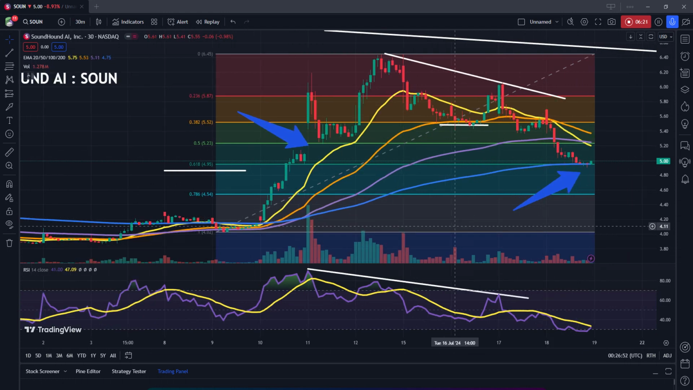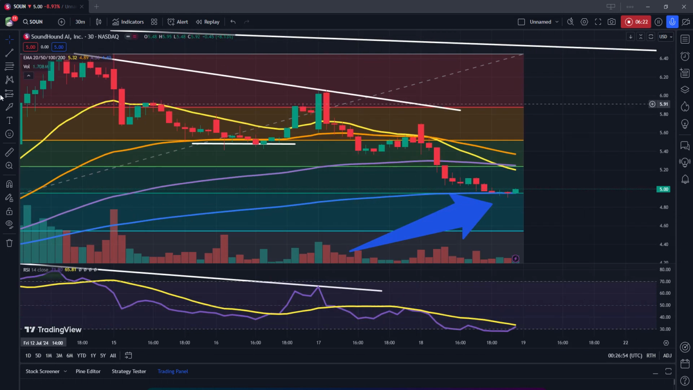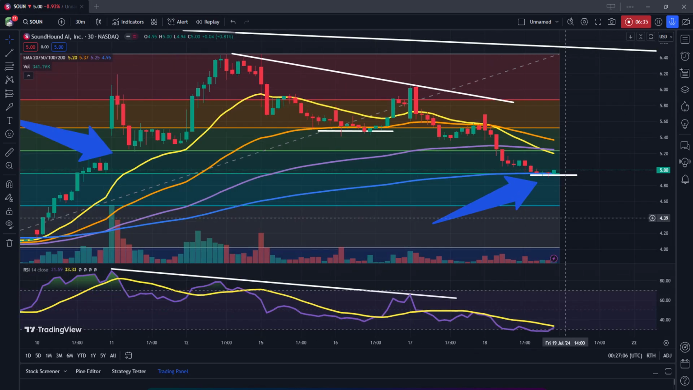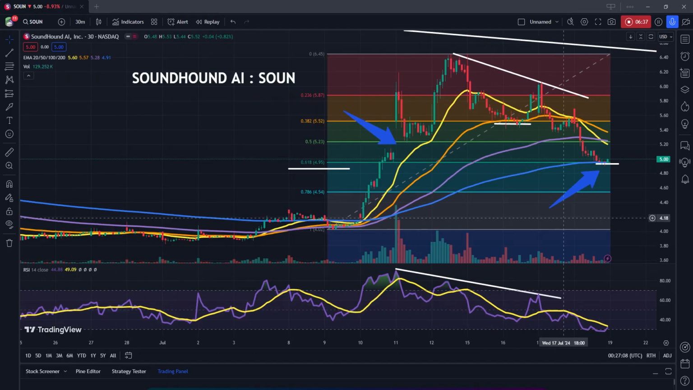So, the real question here really just comes down to one major level. And it is this 61.8% retracement. It's just below the $5 mark. So, what really is going to need to occur here is the market is going to need to overlook the fact that this psychological level was broken, this $5 handle was broken, and start to enter into some sort of buying action here at these lows.